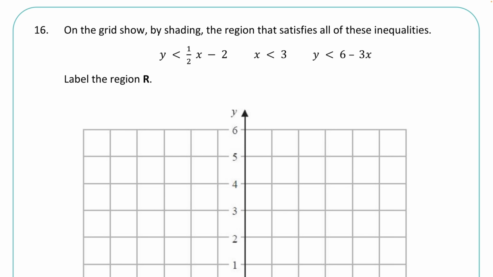So on this question, we have a graphical inequality. We have 3 lines that we're going to have to draw here, and it wants us to shade the region that satisfies these inequalities. So for each one of these, I'm going to first replace the inequality with an equal sign, because these are the nice straight lines that I'm going to have to draw.